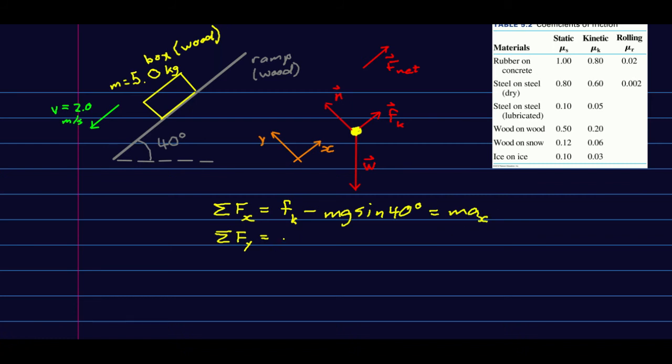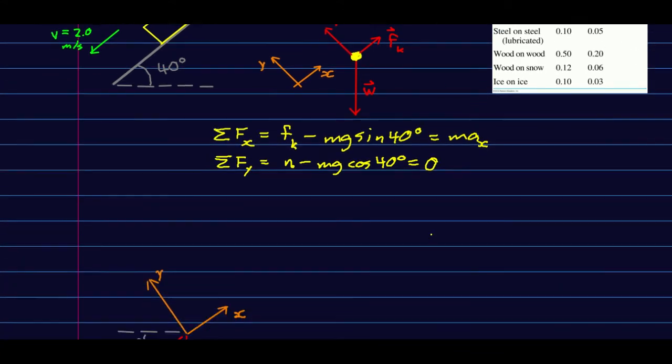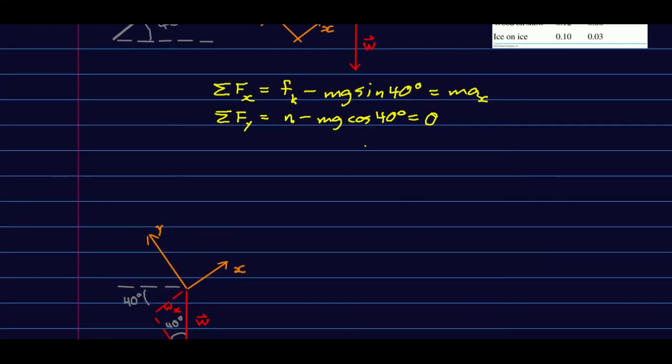And in the y, we've got the normal, and we've got our y component of the weight. And F net is along the slope, right? If F net had a y component, then this box would either be leaping off the surface or burrowing into it, and neither of those sounds too plausible. That's 0.